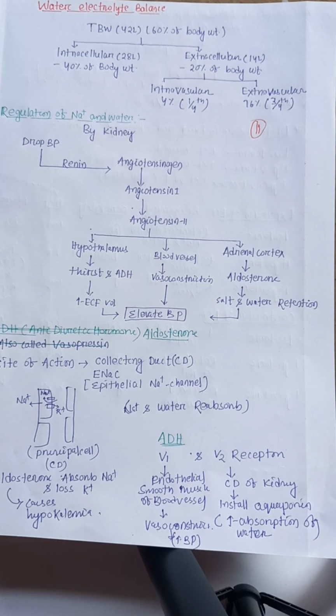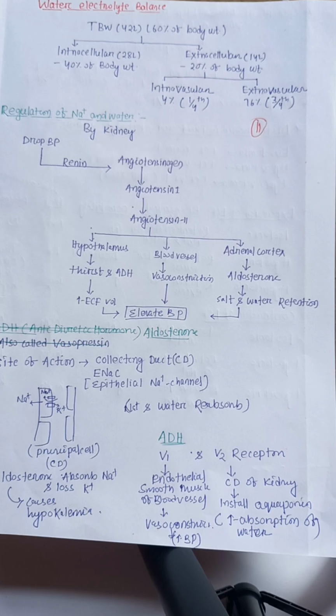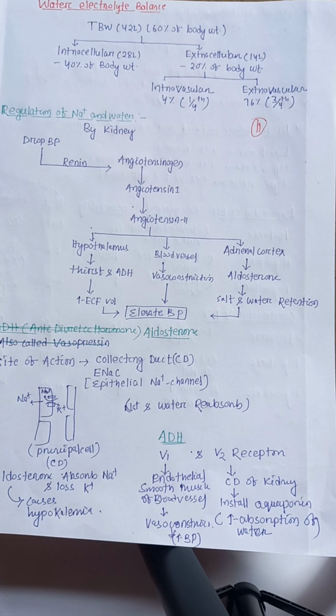So the next chapter is very important, that is water and electrolyte balance. Total body water is 42 liters, which is 60% of body weight. Total body water is of two types, intracellular and extracellular, where extracellular is 14 liters, 20% of body weight, and intracellular is 40% of body weight, that is 28 liters. Intravascular and extravascular are 4 and 16 liters. Like this is the distribution of the water in our body. And let's see regulation of sodium and water by the kidney.